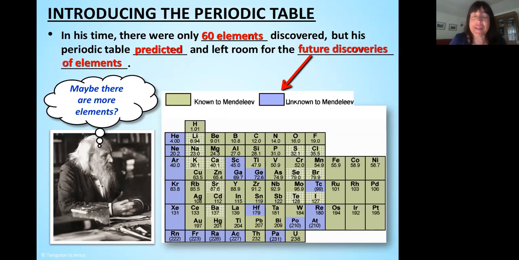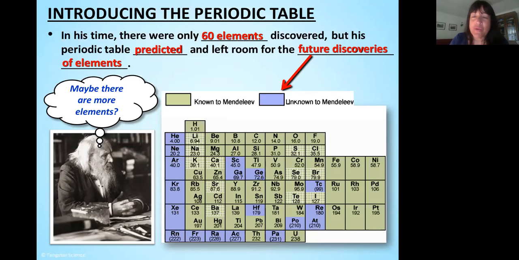He could predict the density. He could say it was a solid. He knew all kinds of things about it. And when someone actually did discover this element, he said, wait a minute, no, some of your numbers are wrong. Your mass should be this. Your boiling point should be this. And he was right. He predicted the characteristics of the unknown elements.